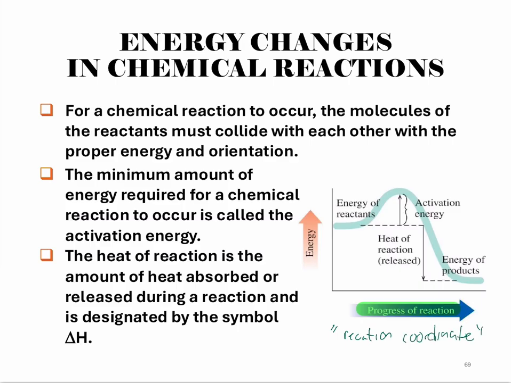It's basically saying, whatever it means, to go from products to reactants. And there's different ways we can think of that. But progress of reaction or reaction coordinate means going from reactants to products. As we go along the x-axis, we're moving towards the products. And the y-axis here is energy, right?